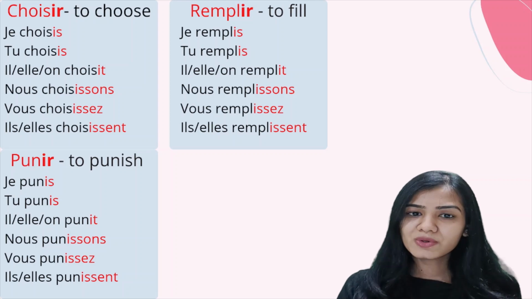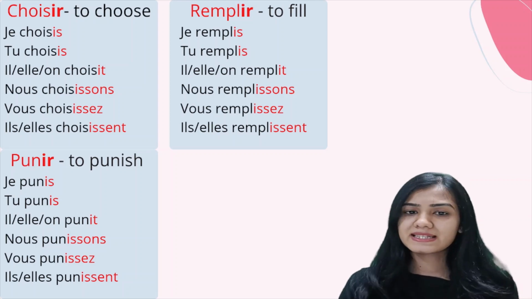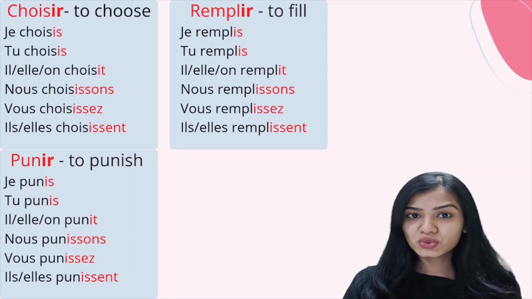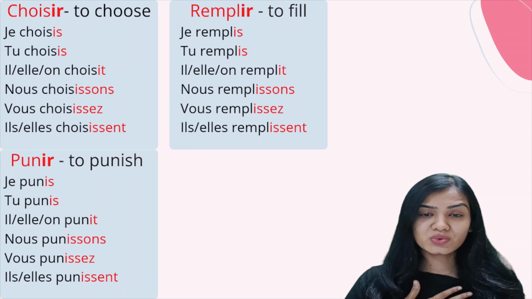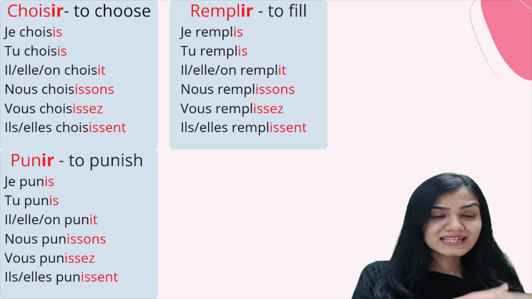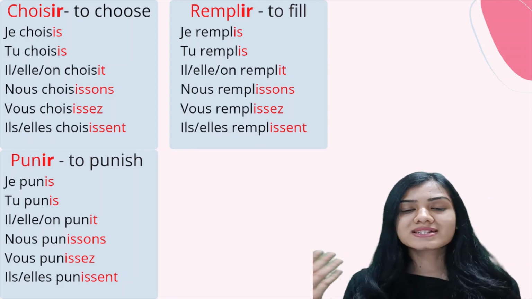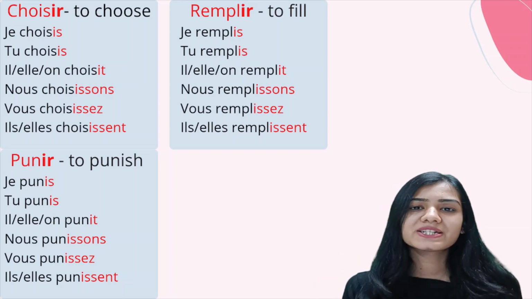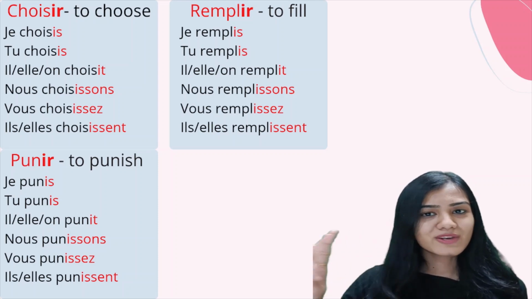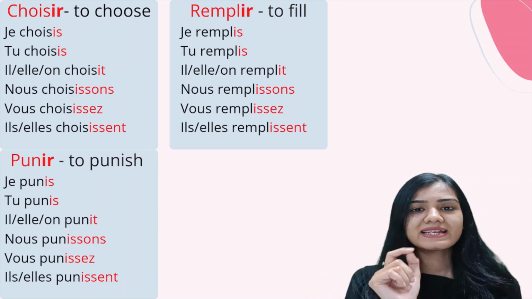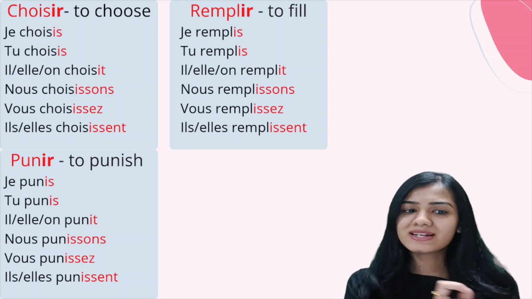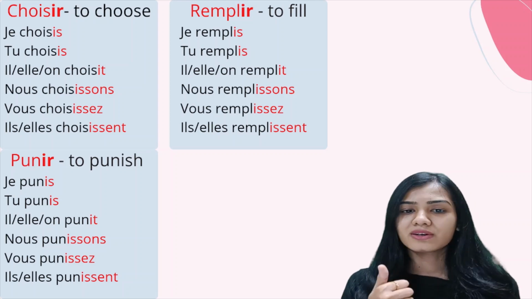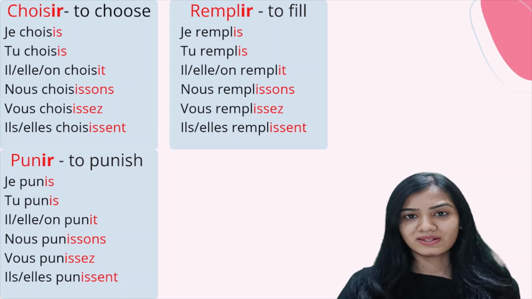Here are three more verbs which are conjugated just the same way. In the first one, choisir, that is to choose, that is basically I choose, you choose, he chooses, she chooses, we choose. In this case, what are we changing? We are just changing the ending of it. We are removing IR and replacing it with IS, IS, IT, ISSONS, ISSEZ, and ISSENT. The same way we did with remplir and punir as well.